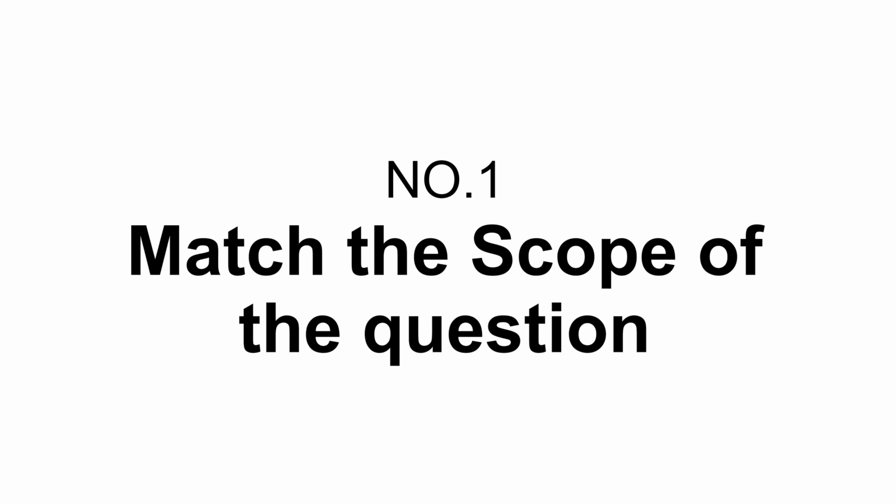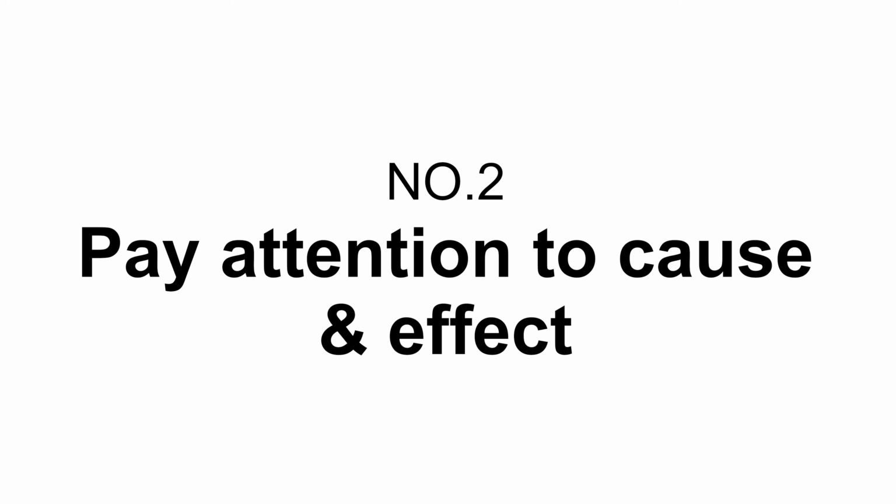Now, here are 2 more tips. Number 1 is match the scope of the question. Ensure the question and the answer option cover the same scope, time, group, context. For example, if the passage refers to some people and the statement refers to most people, that's a mismatch, likely false or cannot say. Second tip is pay attention to cause and effect, which means be careful when questions assume causation from the passage. If the passage mentions correlation or a situation but not direct cause, avoid picking true.